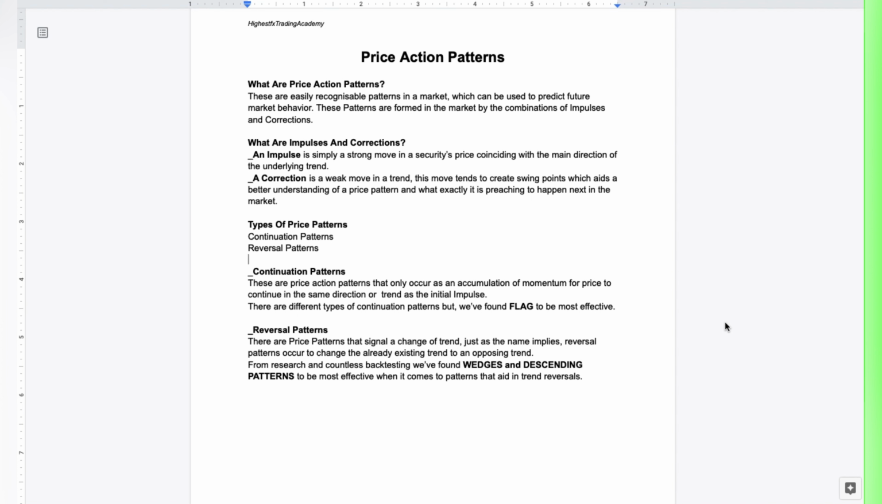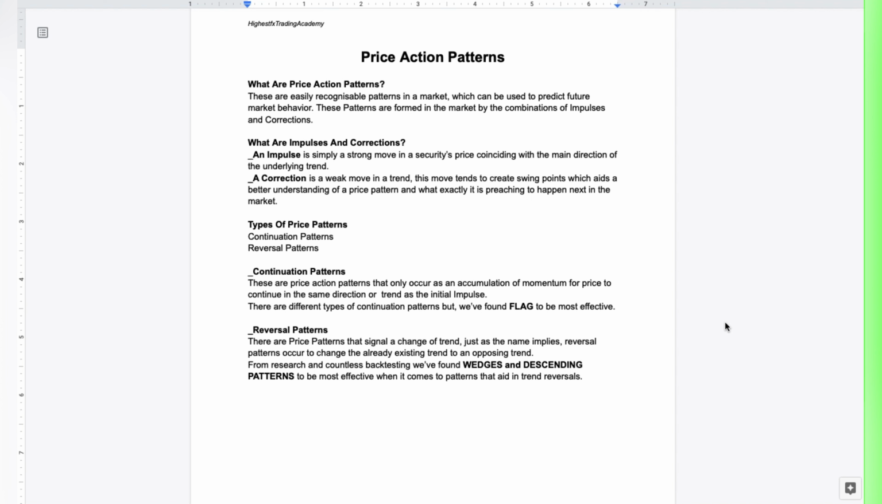And then it says a correction. A correction is a weak move in a trend. When they say a strong move, it's just like it has consecutive candles in that same direction of the trend. But the correction is a weaker move, when you see the market not giving you strong candle bodies, giving you wicks and wicks. That is when that formation is called a correction.